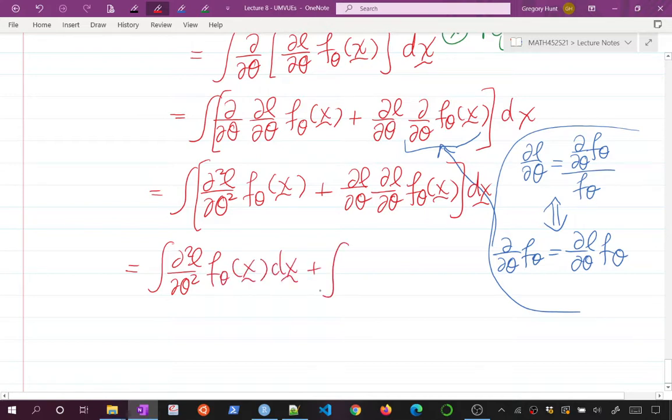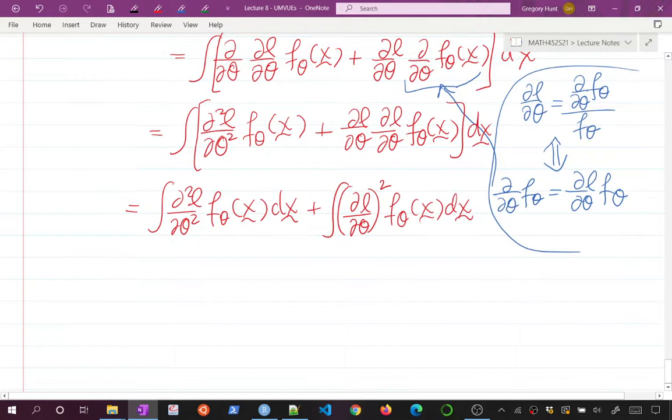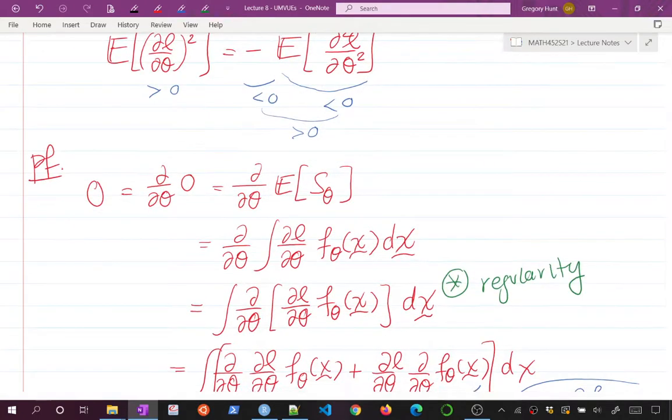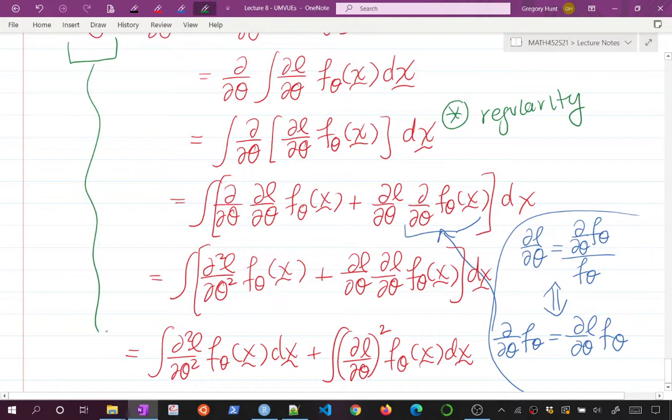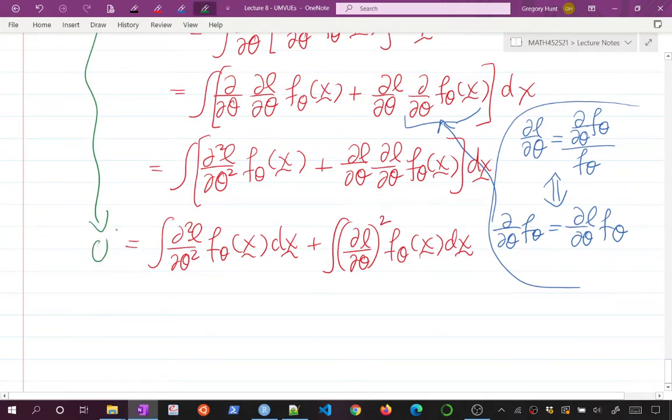Okay, and this is dl d theta quantity squared. It's 2 copies of it. f theta of x dx. Okay, so if you recall from above, we had started off with 0, so we can actually bring this all the way down to here. This is all equal to 0. Notice that this first integral is exactly the expectation of the second derivative, d squared l d theta squared.